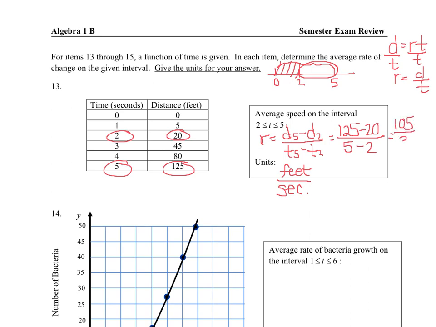5 minus 2 is 3. And dividing that out, that gives us 35. Well, when we put our units in there, we have feet per second. So what we really have is 35 feet per second. And that's how fast the person was traveling.